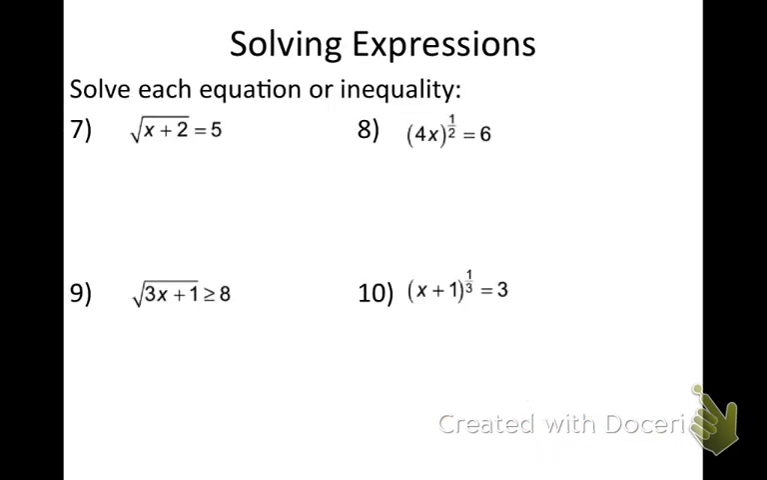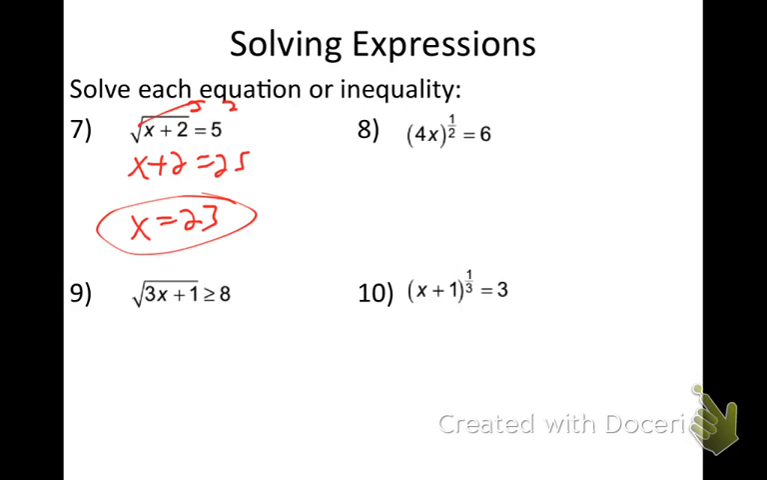Take a couple seconds to try these 4. All right, number 7. The square root of x plus 2 equals 5. Isabel, what did you do to both sides first? Squared both sides. Cancels. I get x plus 2 equals 25. What does x come out to be, Izzy? X equals 23. Nice job.